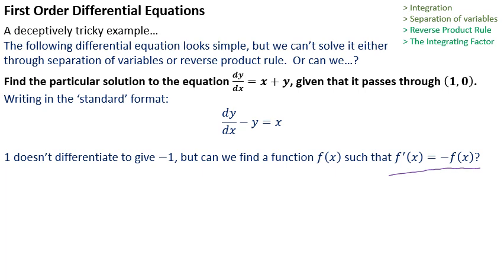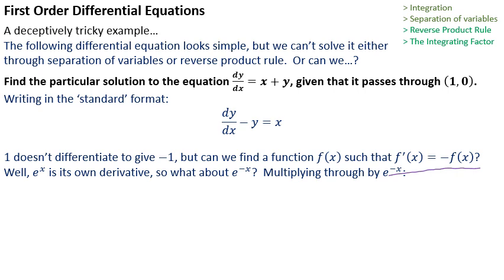So it's a really useful function to have at the forefront of your mind when you're trying to solve differential equations. And in this particular case, a slight modification will make this work. We try e to the minus x, because when you differentiate e to the minus x, you get minus e to the minus x. So let's try it. Let's take this factor e to the minus x and multiply both sides of our original differential equation by e to the minus x. Now we have e to the minus x dy by dx minus e to the minus x y equals x e to the minus x.